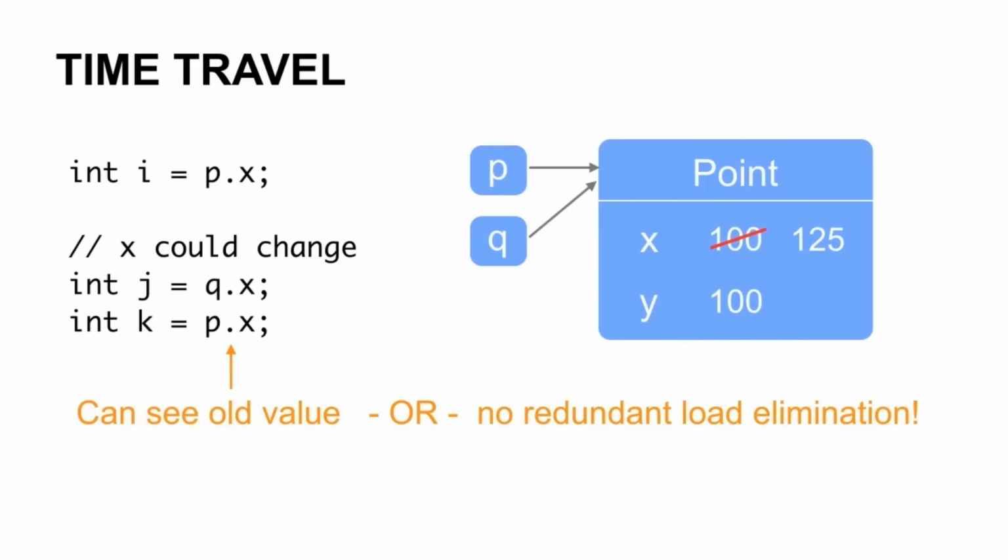So it's possible for the first read of p.x to see a value of 100, and before we run q.x, the value could be changed by another thread to some other value, say 125. And so j is 125. But what about k, which is set to p.x? Well, since we can do redundant load elimination, that means that it is okay for k to see the original value of 100. And now we've traveled back in time. We first saw the value 100 for the object, then we saw the value 125 for the same object, but through a different reference, and then we saw the value 100 again. Now this can only happen with multiple pointers like this to the same object, but it can happen, and it's not something people tend to think about.